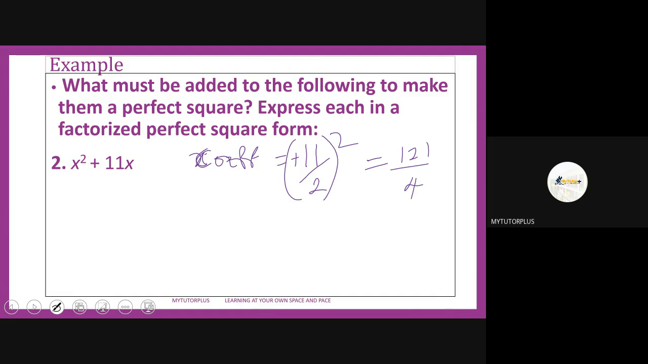Now express this one in perfect square form, which is the second part of the question. Very easy. That will simply be x, then pick what you have inside the bracket here with the sign. That's going to be plus 11 divided by 2 all into bracket square. That is all for this. It's as simple as this. Then the third example.